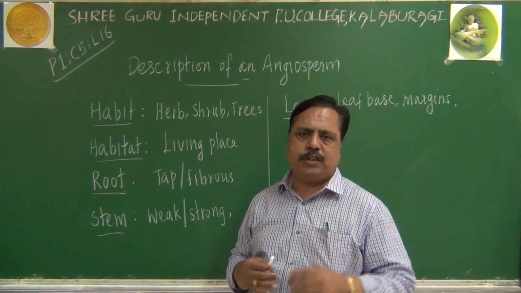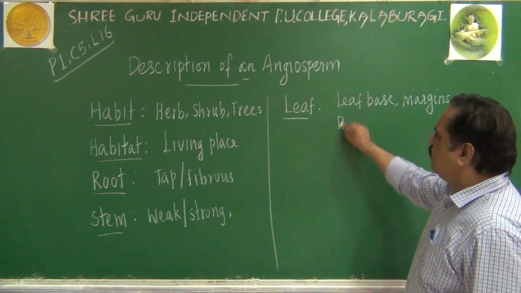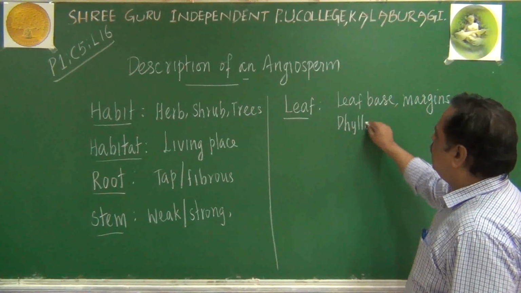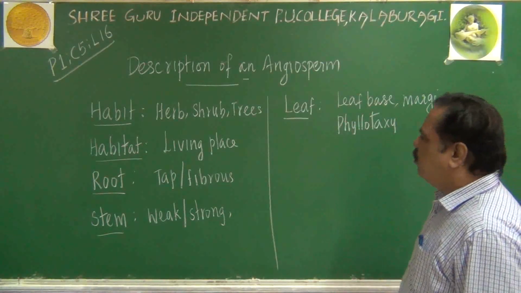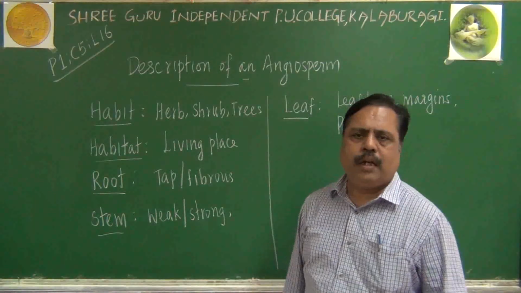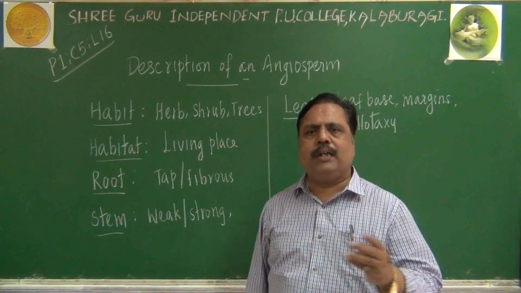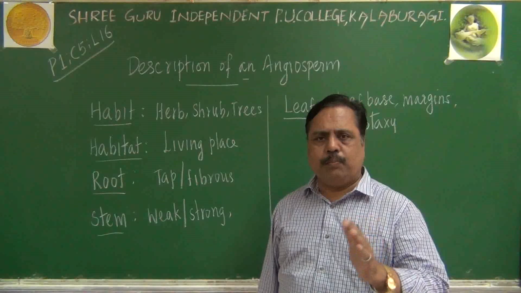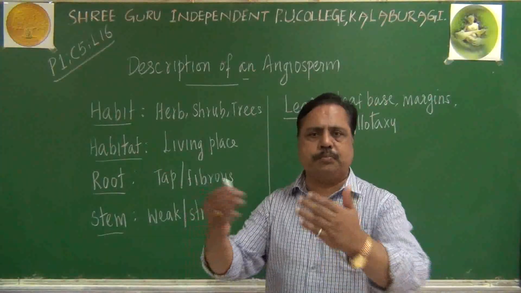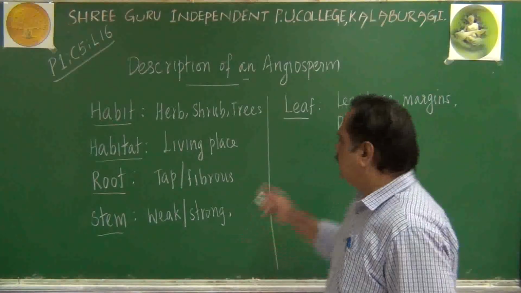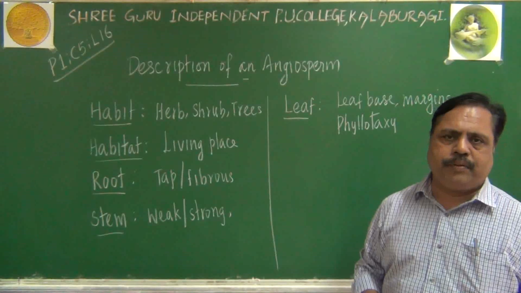In addition to this, in the leaf itself, there must be one point related to phyllotaxy also. We know what phyllotaxy is: the arrangement of leaves over the stem. Whether it has alternate phyllotaxy, opposite phyllotaxy, or otherwise whorled phyllotaxy, such points we write here. Regarding phyllotaxy, one point can be written related to the leaf.